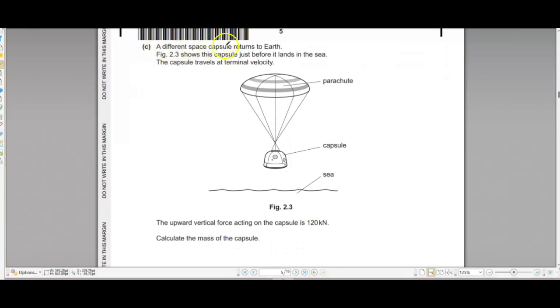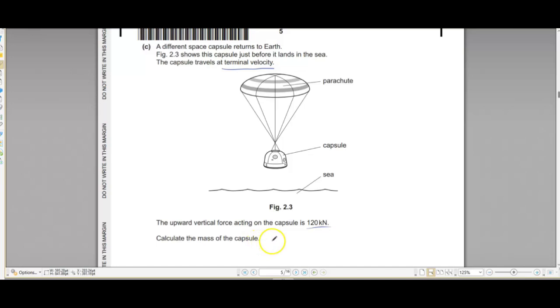Next, a different space capsule returns to Earth. Figure 2.3 shows this capsule just before it lands in the sea. The capsule travels at terminal velocity. The upward vertical force acting on the capsule is 120 kilonewtons. Calculate the mass of the capsule.